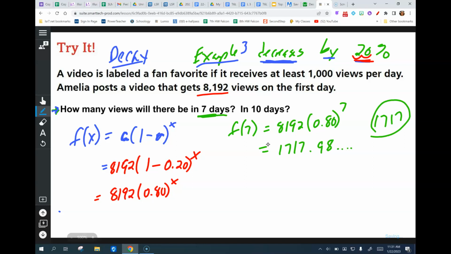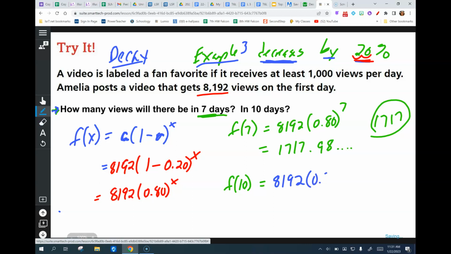If you forgot how to do it, I'll tell you on the f of 10. So now we're going to find f of 10. Oh, wait, but remember, it's a fan favorite if they have at least 1,000 views. Do they still have 1,000 views? Yes, they do, so it would still be a fan favorite. Now let's do it for 10 days. We do the same thing. We plug in 8,192 times 0.80 to the 10th, because we're finding f of 10. If you forgot how to do this, I'm going to tell you how to do it with your calculator.